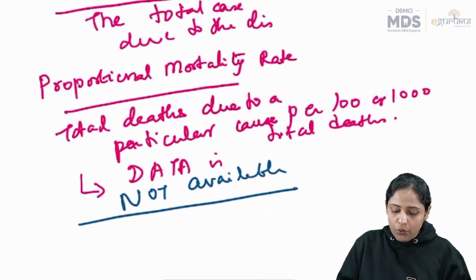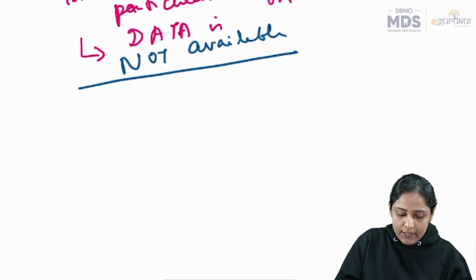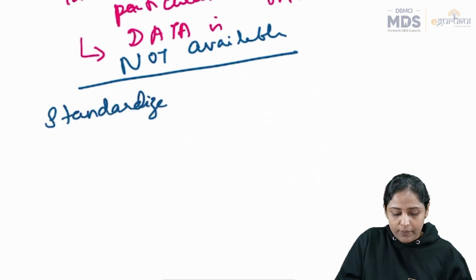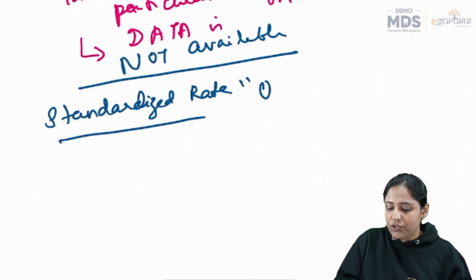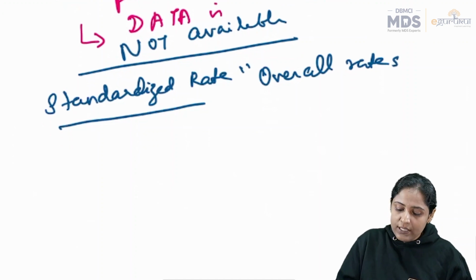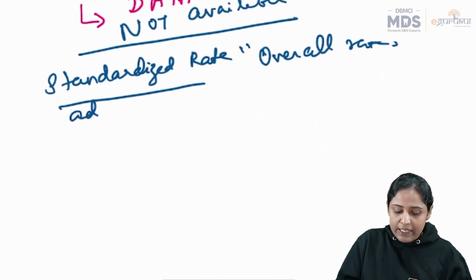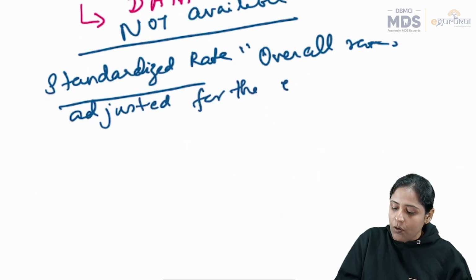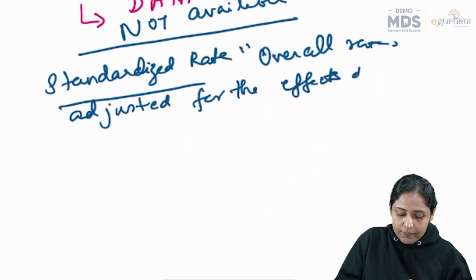Now we come to standardized rates. Standardized rates are defined as the overall rates adjusted for the effects of differences in population composition.